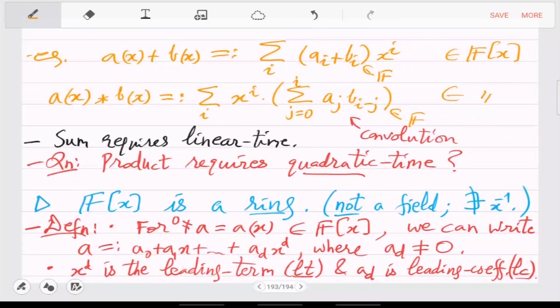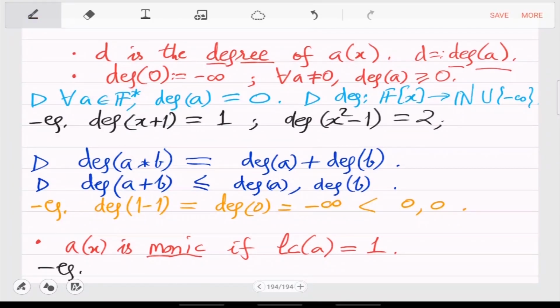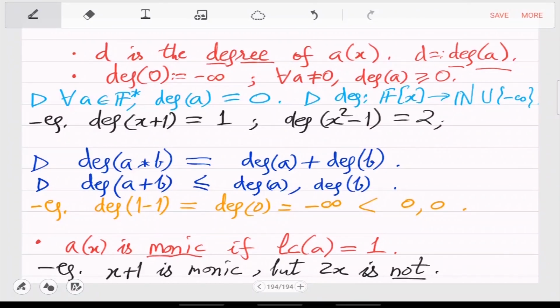One more thing: A is called monic if the leading coefficient of A is 1. So an example is x plus 1 is monic, but 2x is not. So if the leading coefficient is 1, we call it monic. If it's not 1, then we call it non-monic. Any questions?